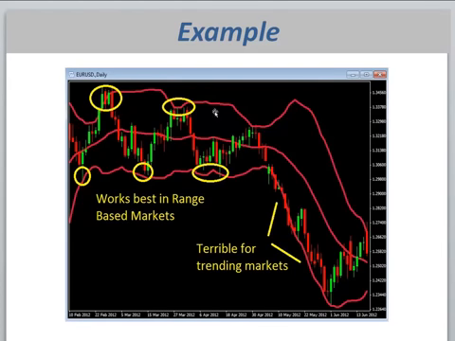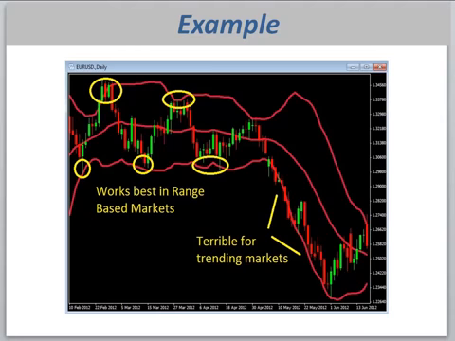Okay, here we have an example. We see we have these lines on top, the lines on the bottom, and the middle line. These are your Bollinger Bands. Here's a chart of the Eurodollar. Whenever the Eurodollar trades to the lower band, it's considered oversold, and it's a good time to buy. And whenever it trades up to the upper band, it's considered overbought, and it's a good time to short.